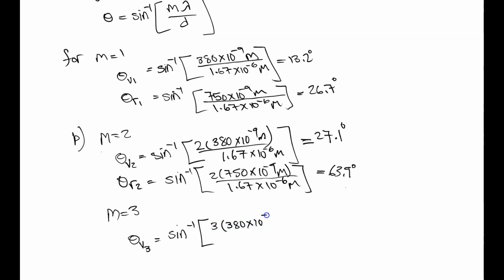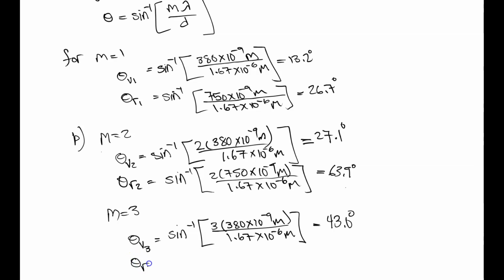If we do violet at m equals 3, we get sine inverse of 3 times 380 nanometers over 1.67 times 10 to the minus 6 meters. Violet 3 gives us 43 degrees.